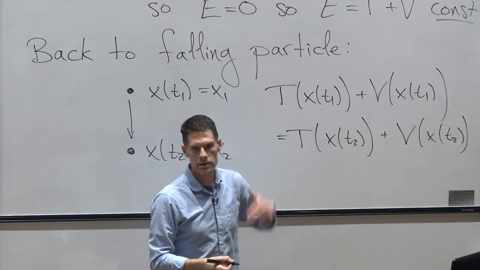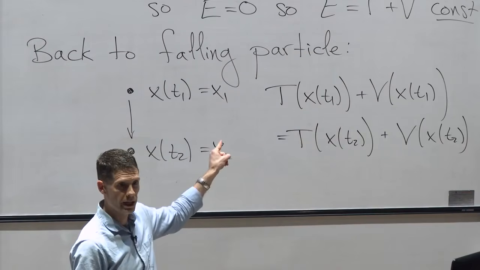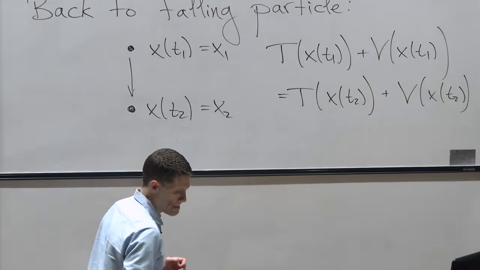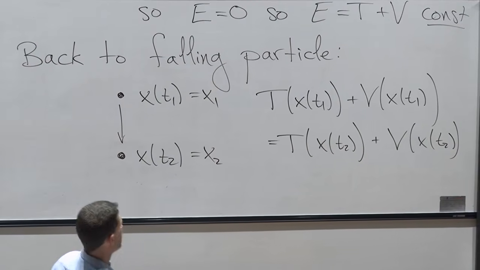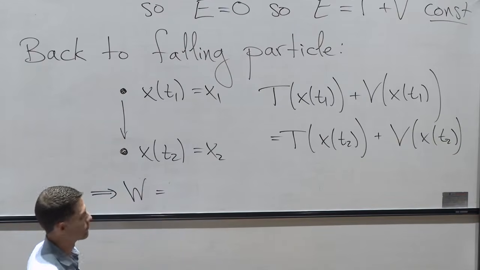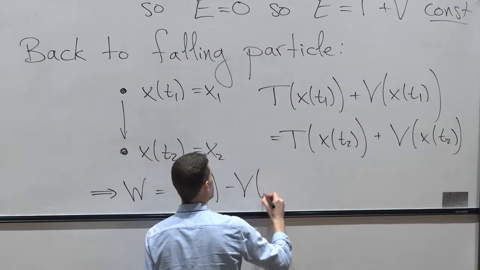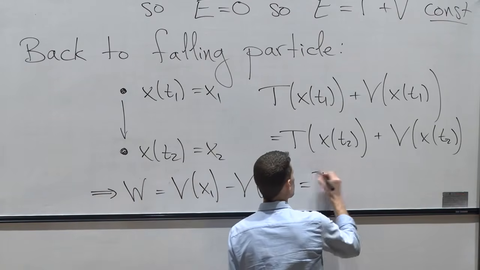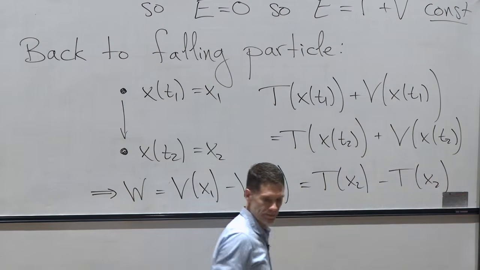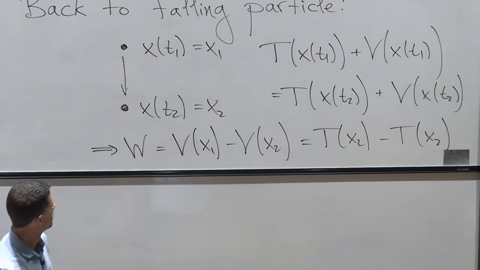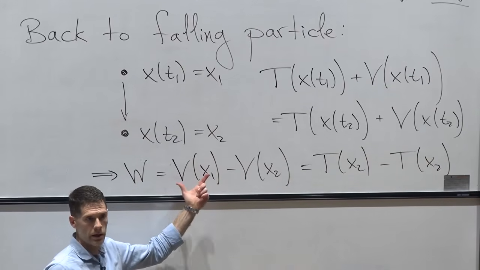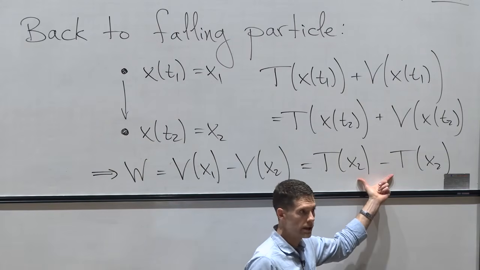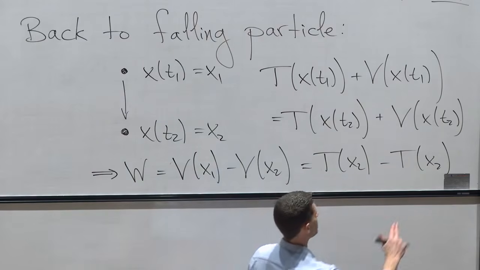Okay, that's slightly sloppy because T is not a function of x, but of x dot. But nevertheless, we're saying the kinetic plus potential energy at time t1 must be the same sum at time t2, right? So that means that if I write that in terms of W, remember, V of x1 minus V of x2 is therefore T of x2 minus T of x1. W is positive because it moved down, and that loss of potential energy is exactly the same as a gain in kinetic energy.